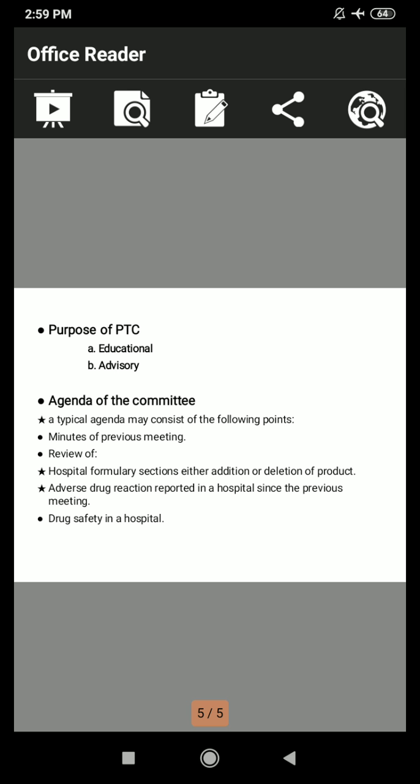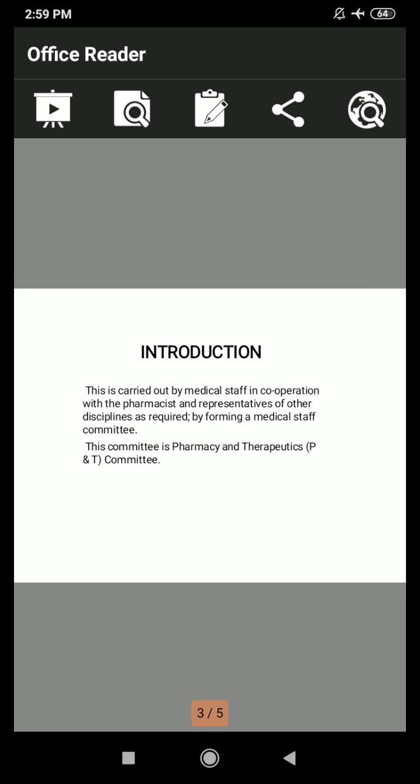I will revise today's part of the chapter. Firstly, the introductory part. This is carried out by the medical staff in cooperation with the pharmacist and representatives of other disciplines as required by forming a medical staff committee. This committee is pharmacy and therapeutic, that is P and T committee. It is an organizational line of communication between the pharmacy department and the medical staff.